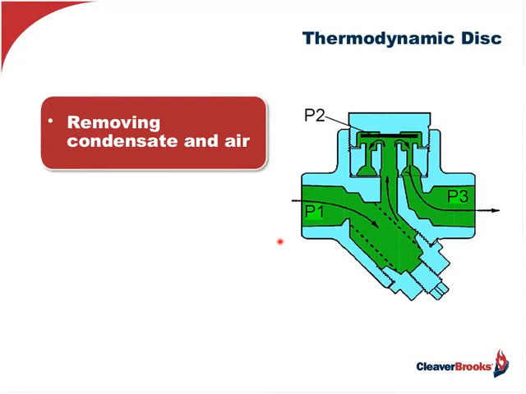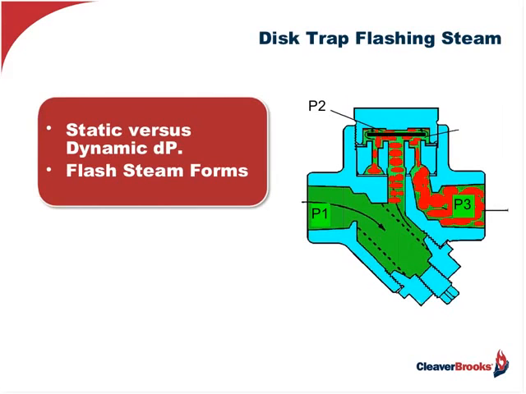This is our thermodynamic disc trap. Very, very simple. What it has is, of course, a free-floating disc. It's got a cap, or a top, as you can see. It's got a grooved seat in here. It also has the main body. So pretty simple. Now, the way it works is a little bit more complicated. As the static pressure increases because of condensate flow into the trap, it raises the disc and allows the condensate to evacuate by raising this disc.